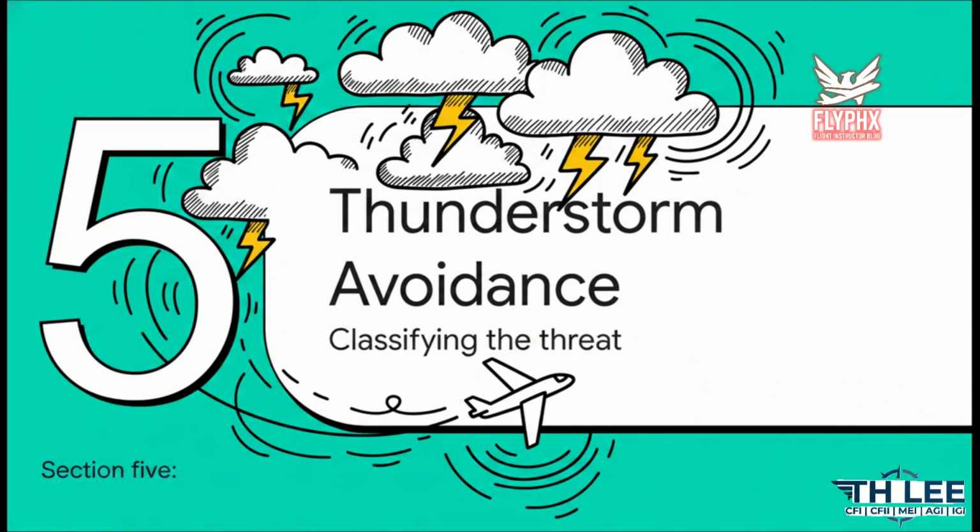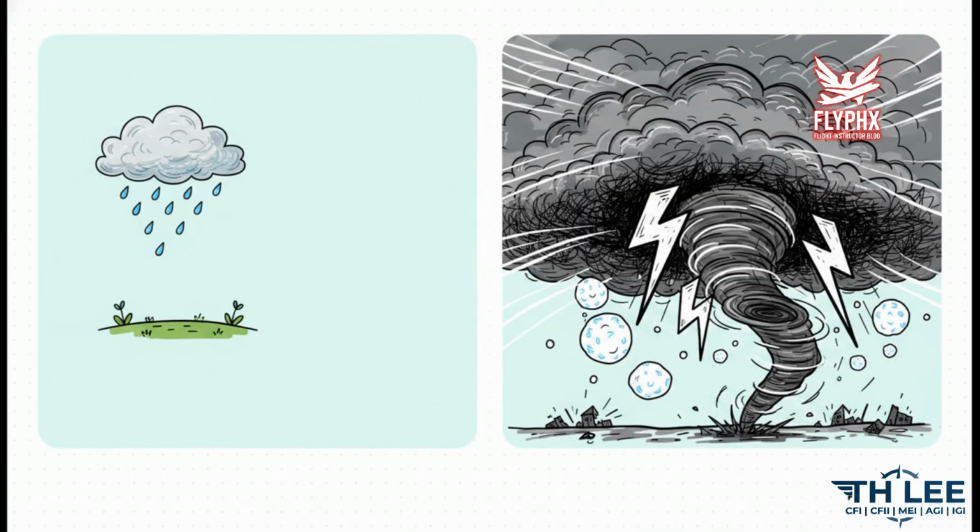Which brings us to our final section, Section 5, Thunderstorm Classification and Avoidance. Let's talk about how to classify the threat and keep your distance. We divide these storms into 2 main categories. First are air mass thunderstorms. These are typically caused by localized convective heating and unstable air. They are usually single-cell events that burn out in less than an hour. However, be extremely careful because they can be treacherously embedded inside other cloud layers, hiding completely from visual sight.